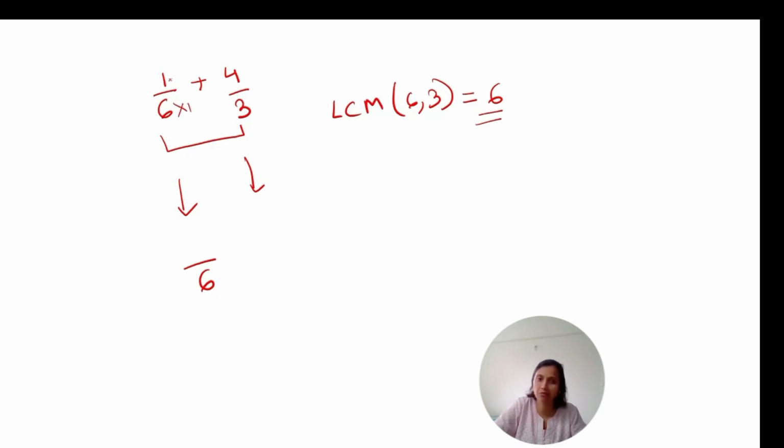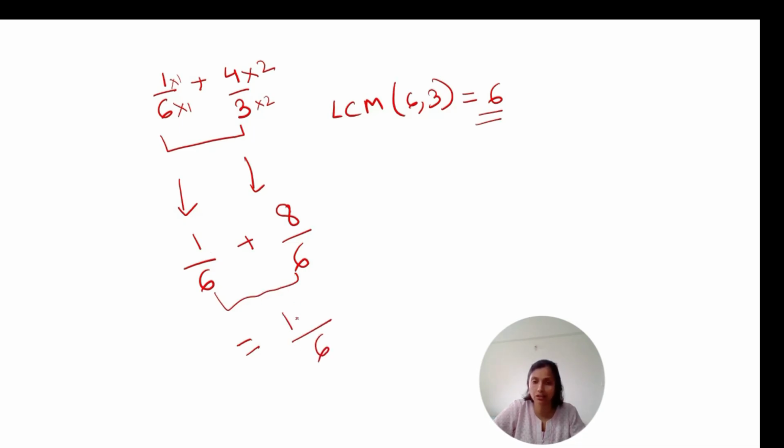So 6 multiplied by 1 will give me 6. So this fraction will remain the same. For this fraction, 3 needs to be multiplied by 2 to get the denominator 6. So in the same way, I need to multiply the numerator also by 2. So 4 into 2 is 8. So now the denominators are same. So I can simply add the numerators. 1 plus 8 will give me 9. 9 by 6. So 9 by 6 is my final answer.